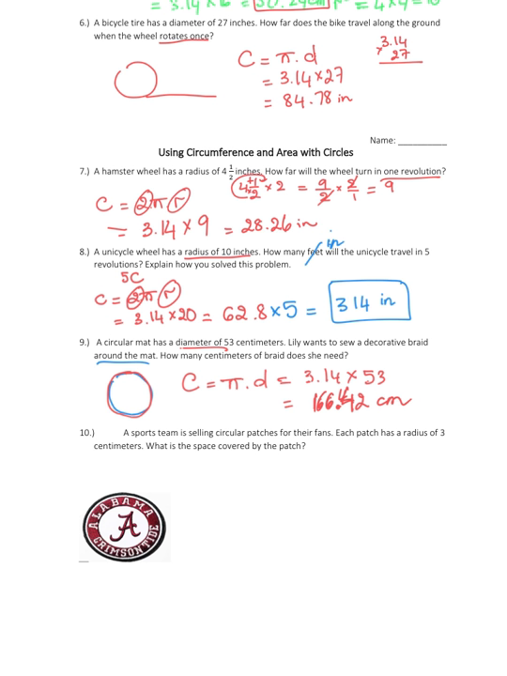So, space covered by the patch, it means area. So we do pi times radius squared. So pi, they're giving you the radius is 3. So radius squared means radius times radius, which is 9. So take 3.14 times 9. Pause the video and multiply those two numbers. You should get 28.26 square centimeters.